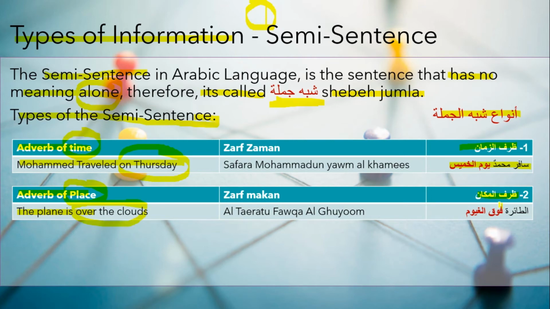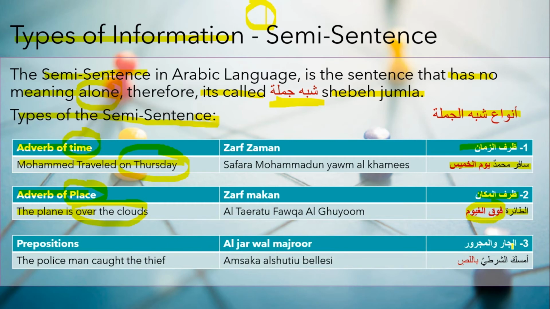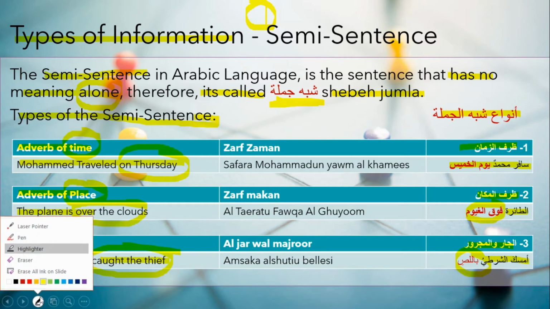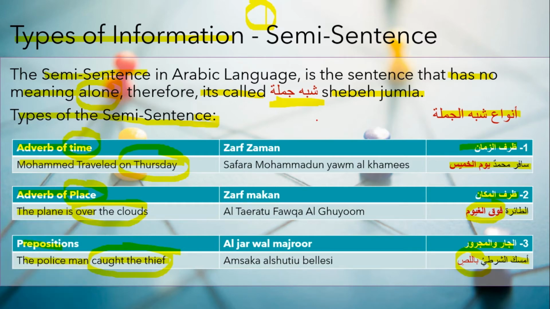ظرف المكان, adverb of place. As you can see here, الطائرة, which is the plane, this is المبتدأ. فوق الغيوم is the information, and this information starts with a place. Where exactly is the plane? It's over the clouds. So this is the khabar, the information. That's why we said the type of information. The first type of information is the semi-sentence, and this type has 3 kinds: ظرف الزمان, ظرف المكان, الجار والمجرور.